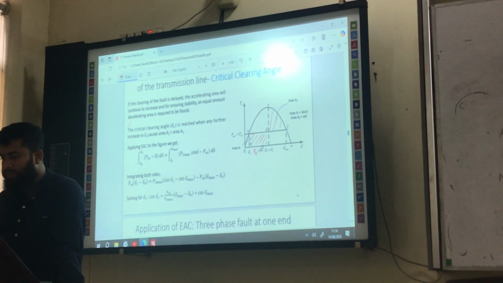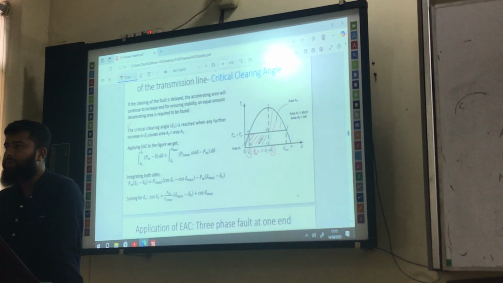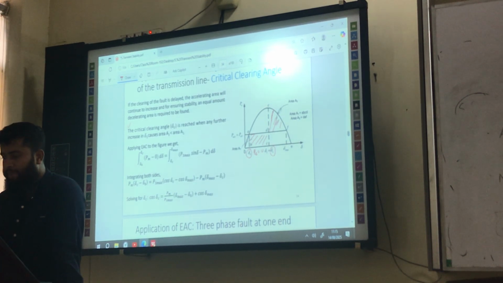That is the integral of PM minus 0, and the integration will be from delta 0 up to delta 1. And we know that this delta 1 is actually delta C, the critical clearing angle. So delta 0 to delta C. This is area A1. And what is this area? This is the area between these two terms. This is actually the PE and this is actually the PM, right? From delta C to delta max.